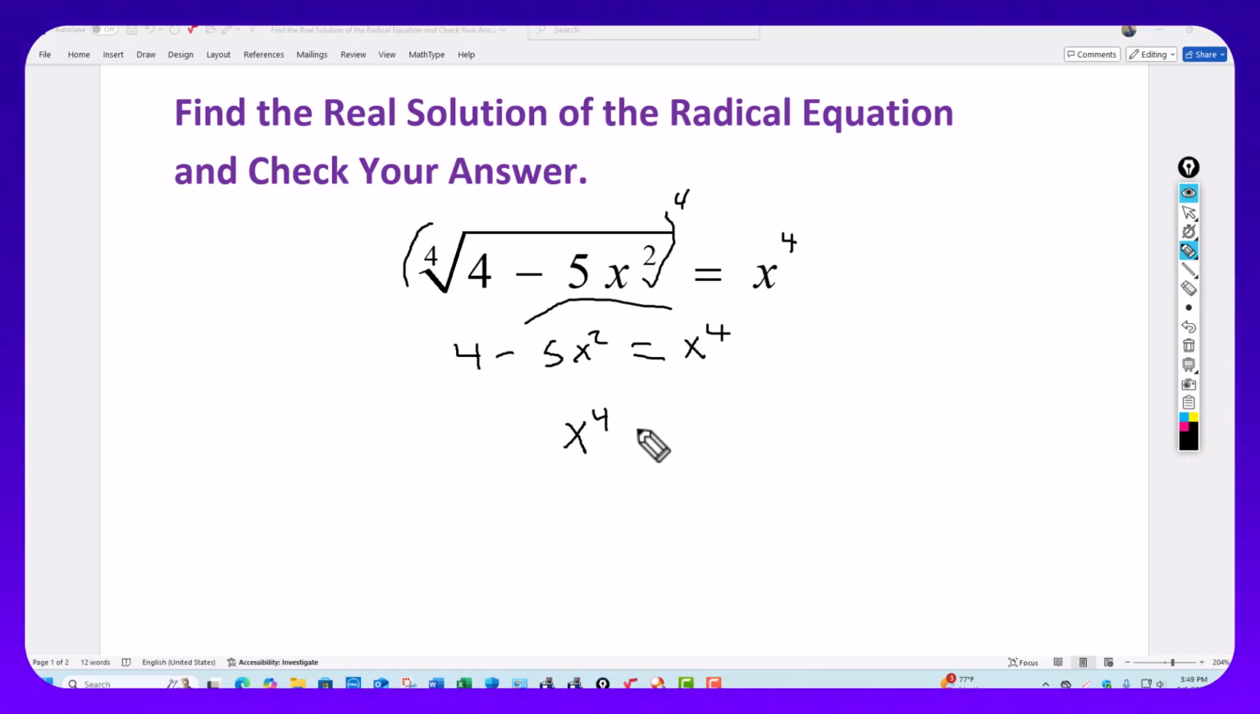This comes over, becomes a plus 5x squared. 4 goes over, it's minus 4. I could have the equal 0 over here, but I just leave it over here. So I got x to the fourth plus 5x squared minus 4 is equal to 0. You can solve it the way it is.